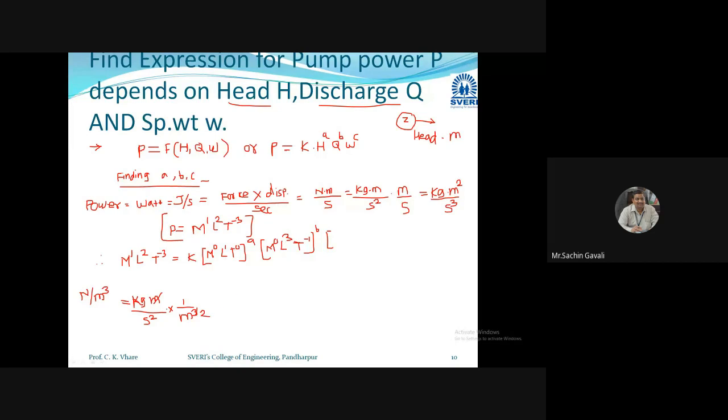It will become M raised to 1, L raised to minus 2, and T raised to also minus 2. Okay, this we find out. Everybody, am I right?